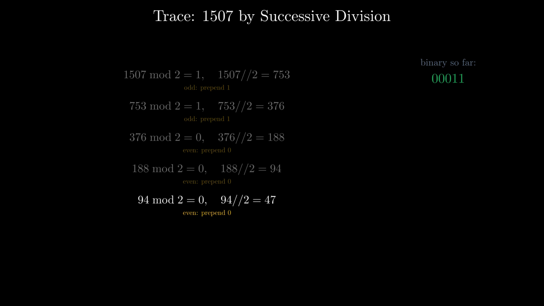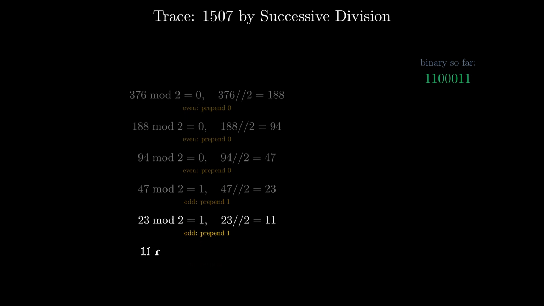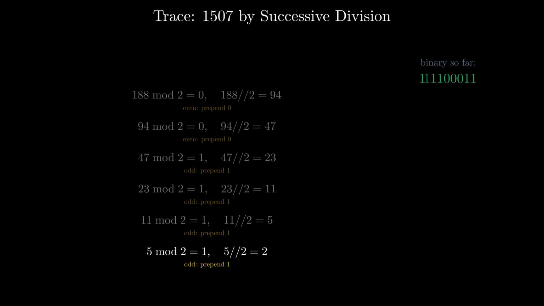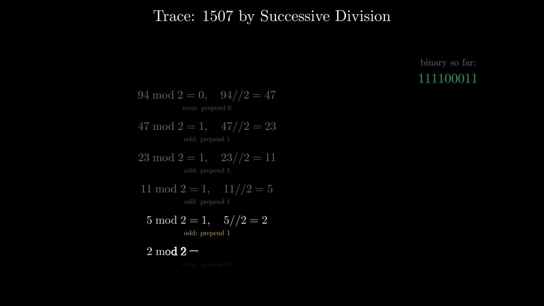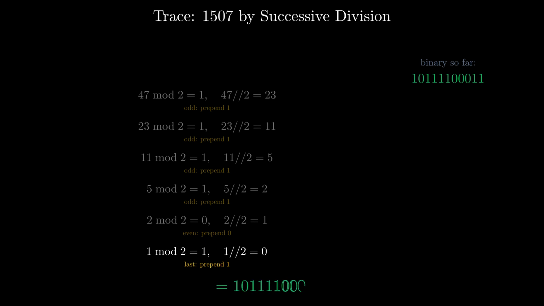Halving gives 47. 47 is odd, prepend the bit 1. Halving gives 23. 23 is odd, prepend the bit 1. Halving gives 11. 11 is odd, prepend the bit 1. Halving gives 5. 5 is odd, prepend the bit 1. Halving gives 2. 2 is even, prepend the bit 0. Halving gives 1. And 1 is the last number, so prepend the bit 1. Reading the prepended bits, we get 10111100011, exactly the same binary number as before, but obtained by simple, iterative, loop-based code.